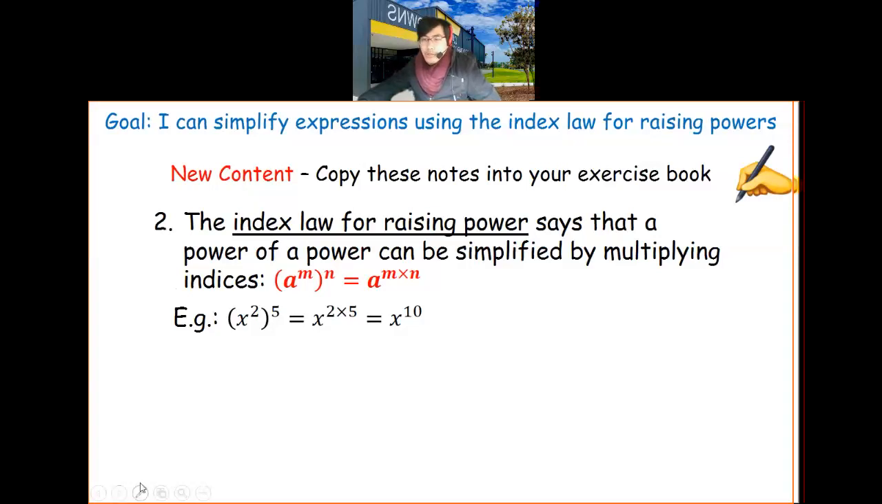Okay, so the example I have here, x squared or x to the power of 2 in brackets raised to the power of 5. What we have to do is just multiply the 2 and the 5 together. All right, and 2 times 5 is 10. So our answer is going to be x to the power of 10. All right.